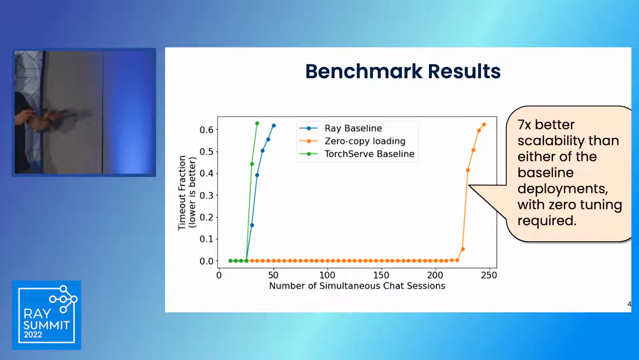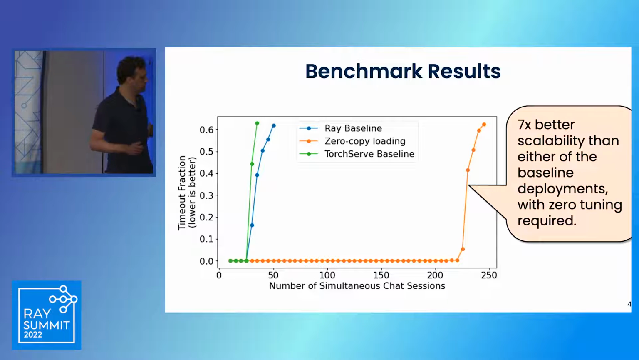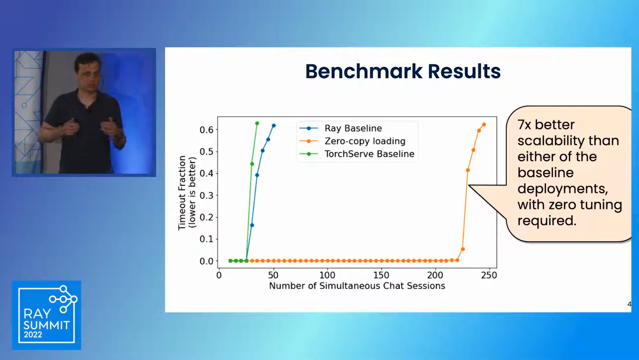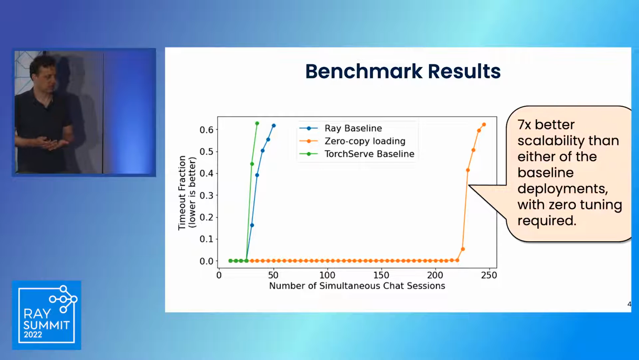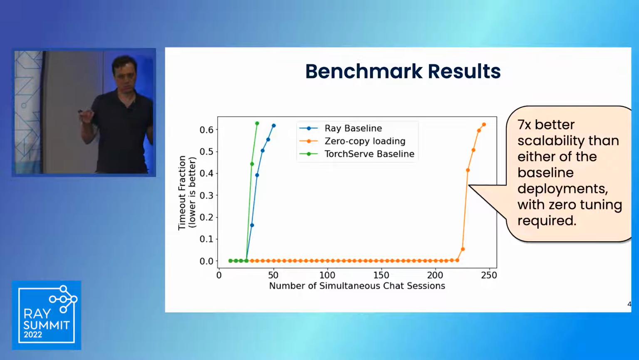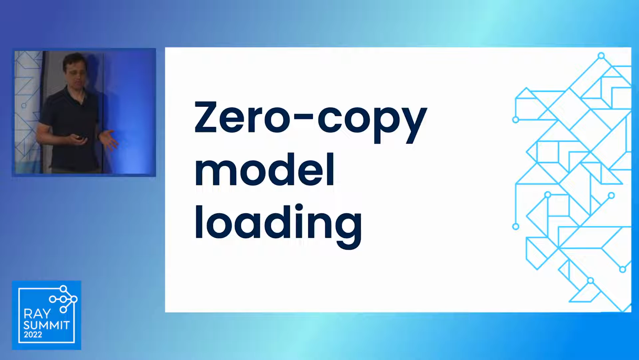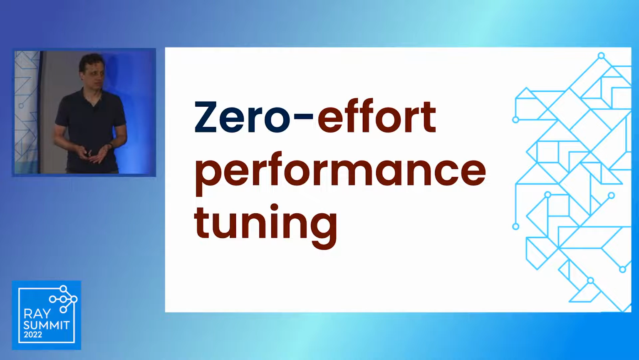Now, obviously, if we took one of these baseline deployments and we carefully hand-tuned things, maybe switched to multi-threaded actors, adjusted the batching and stuff, we could probably get those baselines up pretty close to that 7x improvement. But that's kind of the whole point. We got there with zero-copy model loading by just changing 2 lines of code and tuning nothing. Because zero-copy model loading gets you 0 effort performance tuning.